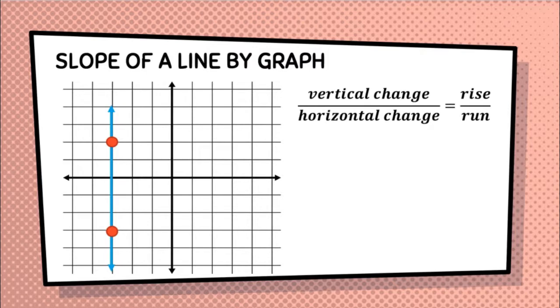Using our formula rise over run, we have to count from the first point to the second point, and that is negative 5. Since we are going downward, our vertical change is negative 5. Next, how many times do we have to run from the first point to the second point? Since we did not run, our horizontal change is 0. Therefore, our rise is negative 5 and our run is 0.